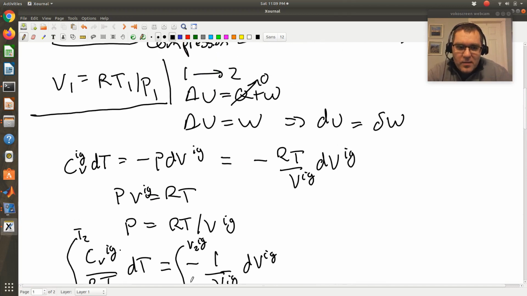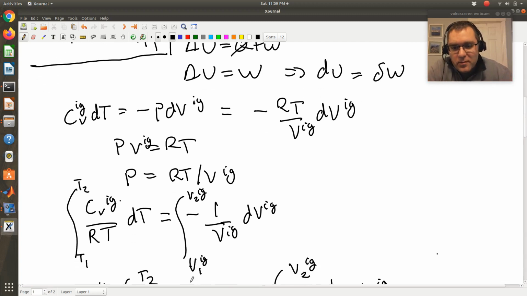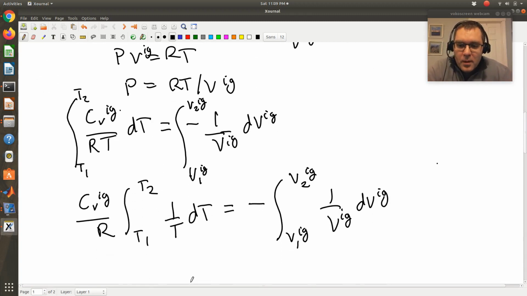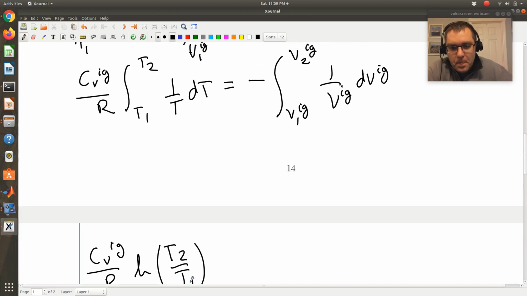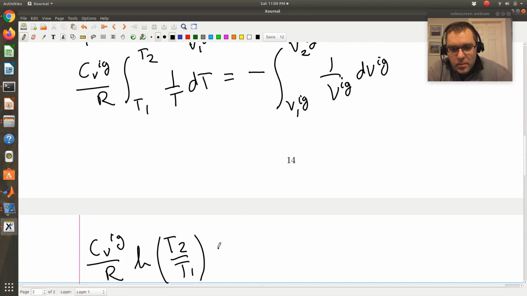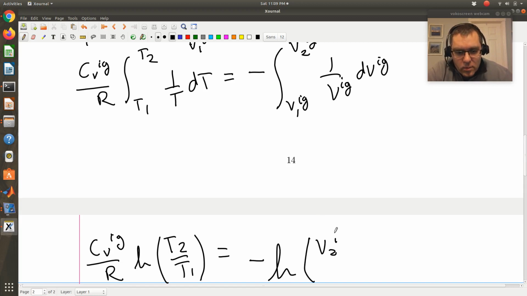Before, when we had CV delta T, it didn't matter if I'm in degrees Celsius or Kelvin, because I have a difference in temperatures, and a difference in degrees C is the same as a difference in Kelvin. But here I have a ratio of T's, so it's imperative that you use absolute temperatures. That's going to be equal to, again, I'm going to have my log term, so no need for an absolute value sign because I know those are going to be positive. Then this will be negative log, and I'll have V2 IG over V1 IG.